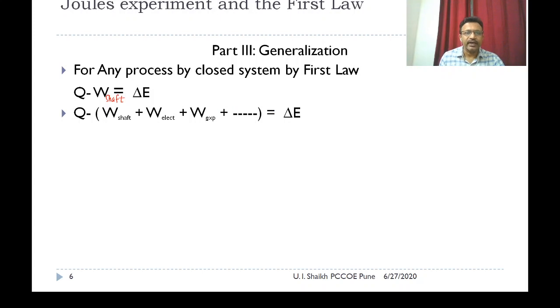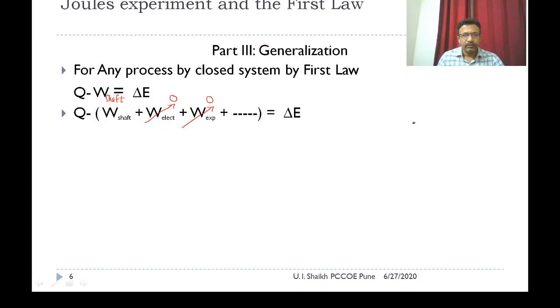Remember, there is no harm in writing all the work transfers together, because if any type of work transfer, or a couple of work transfers, are not present in the given process, then you can straight away cancel them, because there is just addition of work transfer. For example, if electric type of work transfer was not present in Joule's experiment, I can cancel it out by putting 0 here. Expansion type of work transfer was not present in Joule's experiment, so I can cancel that out, write the remaining terms and draw the required conclusion. So this is about the generalization of the work transfer.